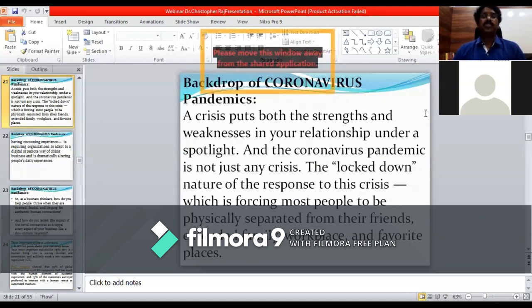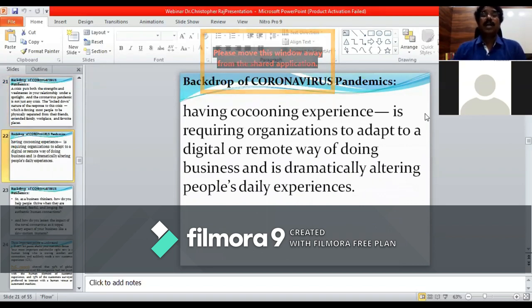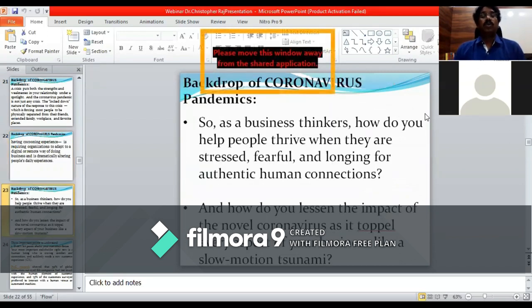And the corona pandemic is not just a crisis. The lockdown, the nature of the response to this crisis, is forcing people to be physically separated from their friends, extended families, workplaces, and favorite places. Planning for leisure time and experience is requiring organizations to adapt to the digital or remote way of doing business, and is dramatically altering people's daily experiences. So, as a business thinker, how do you help people thrive when they are stressed, fearful, and longing for authentic human connection? And how do you lessen the impact of the novel coronavirus as it topples every aspect of a business like a slow motion tsunami?